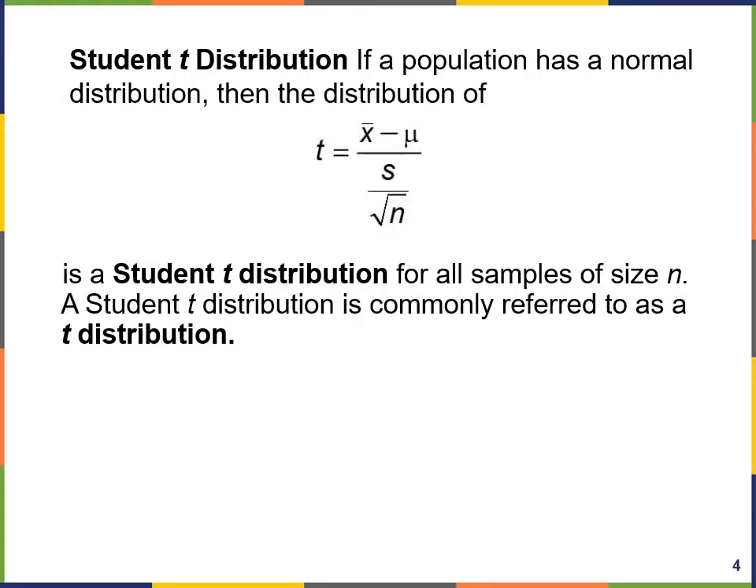So this is a formula for a t-distribution. And instead of a z-score, we have what we call a t-score. And this will work for any sample size n. So this is the formula that we will have for a student t-distribution.